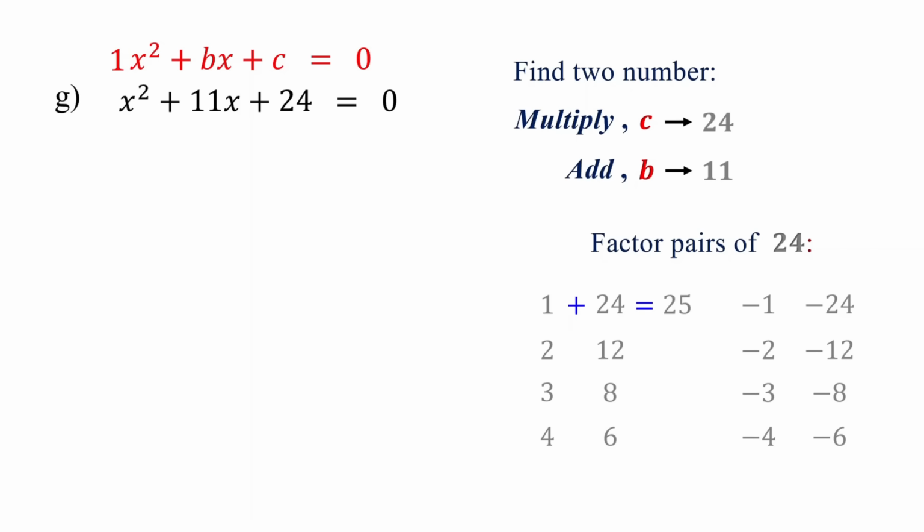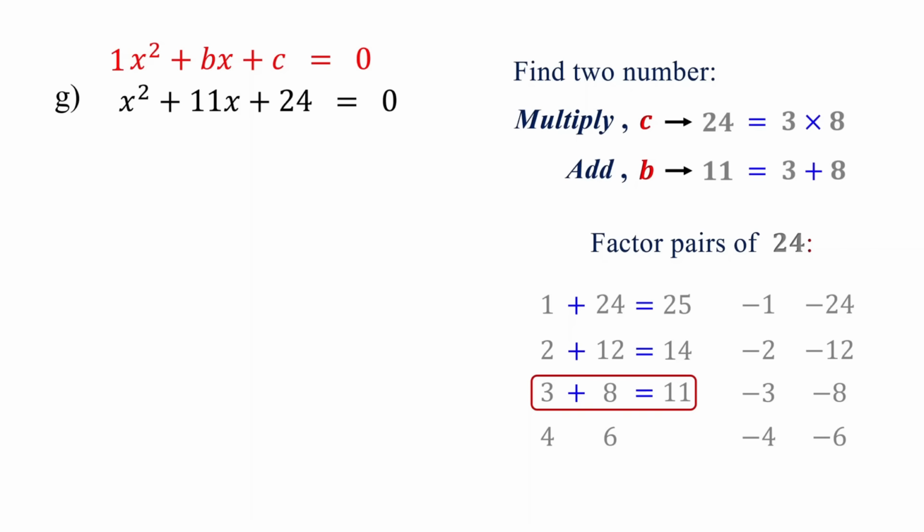1 plus 24 equals 25. 2 plus 12 equals 14. 3 plus 8 equals 11. We have found the numbers. It is the pair 3 and 8, right? There is no need to check the remaining pairs, as only one pair satisfies both conditions. Therefore, as 3 and 8 are the two numbers that multiply to give 24 and add up to 11, when we factor this quadratic equation, it becomes x plus 3 times x plus 8, which equals 0.